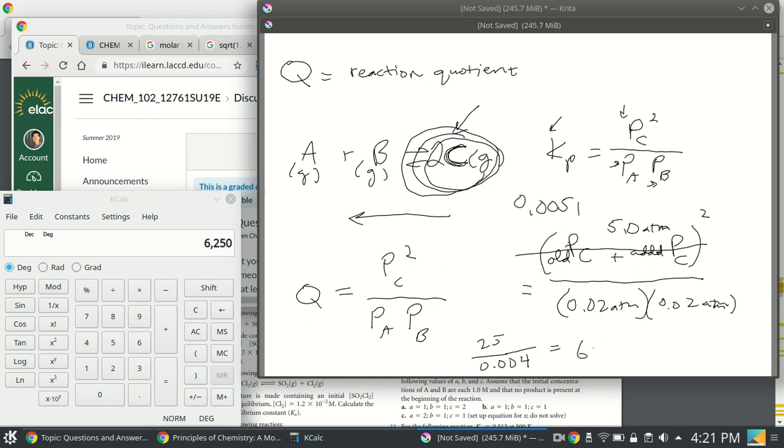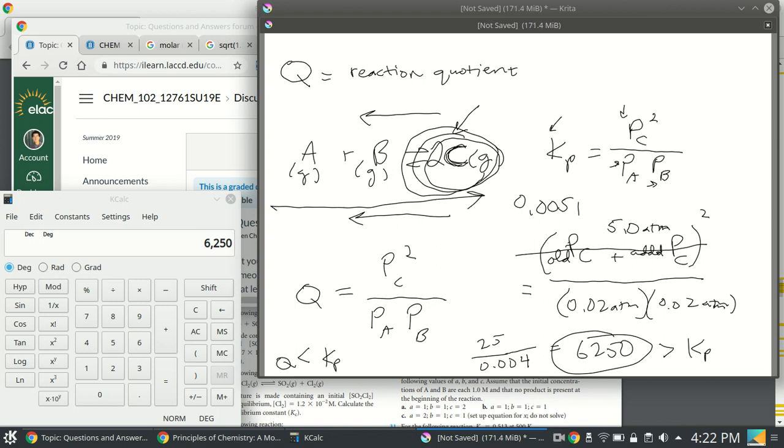And that's the key right here. If you know that your current Q is greater than your equilibrium constant, then your reaction will shift to the left. If you know that your current Q is less than your equilibrium constant, guess which way your reaction will shift? That's right. It will shift to the right. Okay?